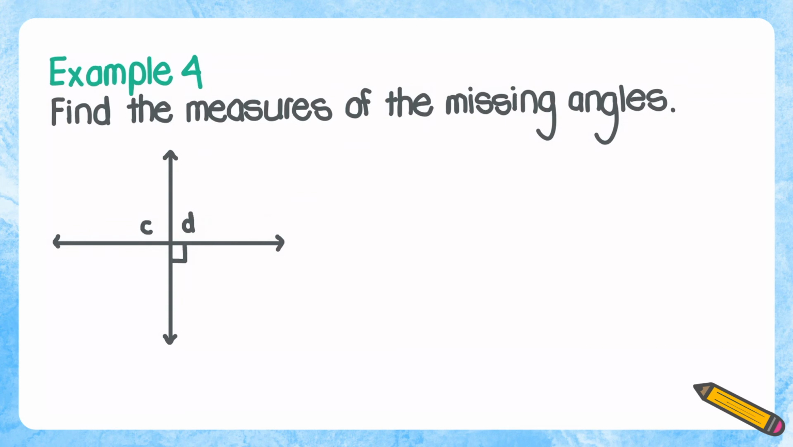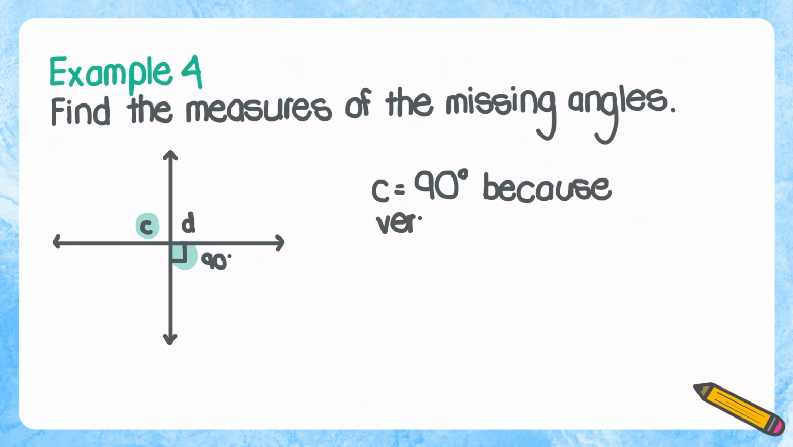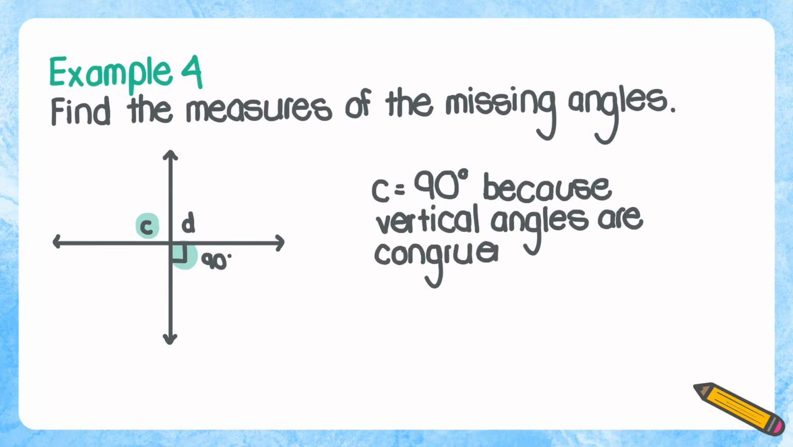In this example, again, we will be finding the measures of two missing angles. Let's focus on angle C first. Notice how its opposite is this right angle measuring 90 degrees. These are vertical angles, so I know that C equals 90 degrees because vertical angles are congruent. So I found that C equals 90 degrees.